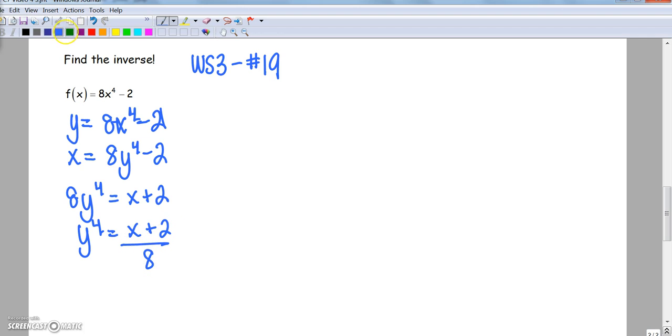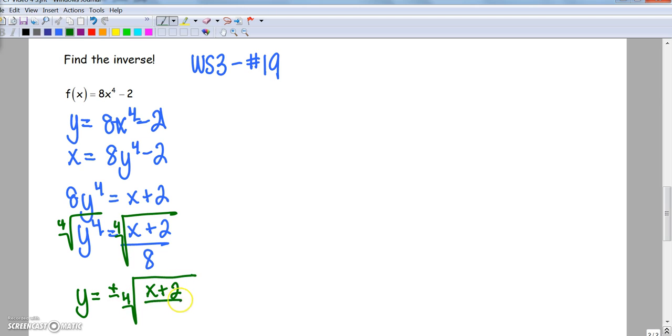And then since we have y to the 4th, in order to get the y by itself, we will need to take the 4th root. Keep in mind, because this is an even root, we will need a plus or minus. Also keep in mind that this 4th root is going over this entire thing. Okay, that's a big deal. Some people forget that the radical will go onto the bottom as well.